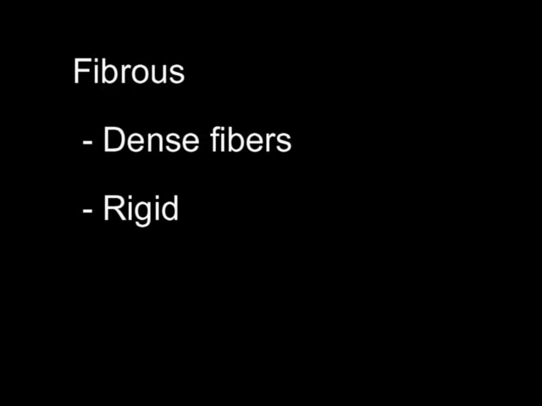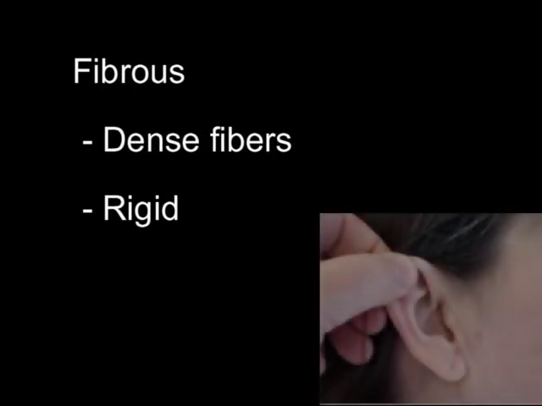Fibrous cartilage connective tissue includes dense masses of fibers. It is more rigid than hyaline cartilage. The auricle of the external ear is stiffened with fibrous cartilage.